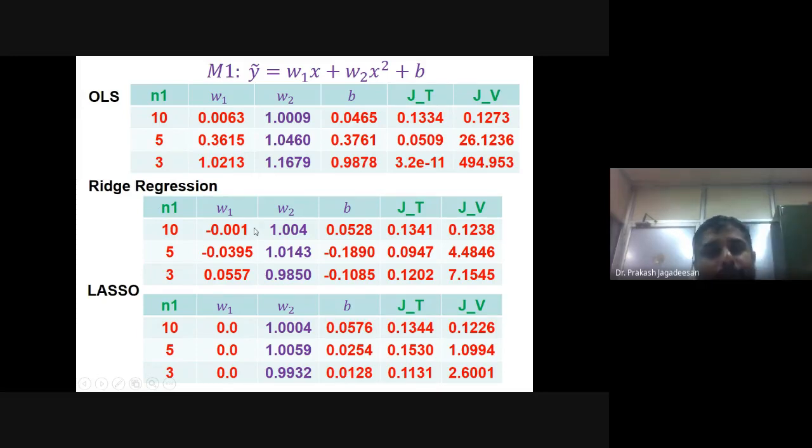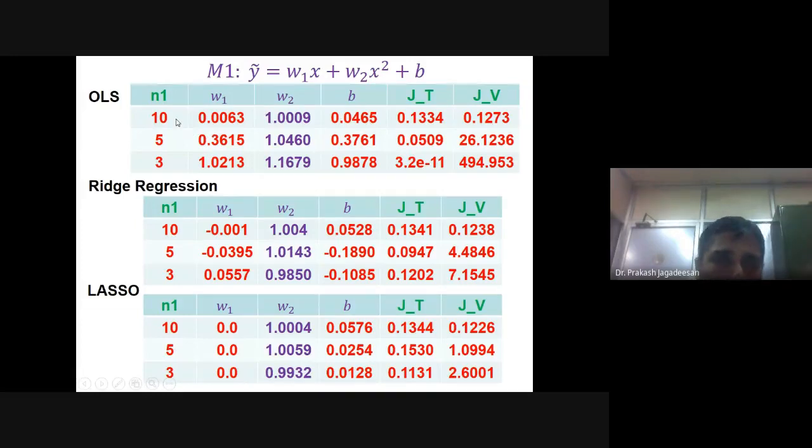Similarly, the second table also has the same thing, but using different techniques, that is ridge regression and lasso. So first, let's interpret the first table. You can see that if I use 10 data points, the training error and testing error are almost the same. Training error is 0.13 and testing error is 0.12. As a result, they are almost the same.